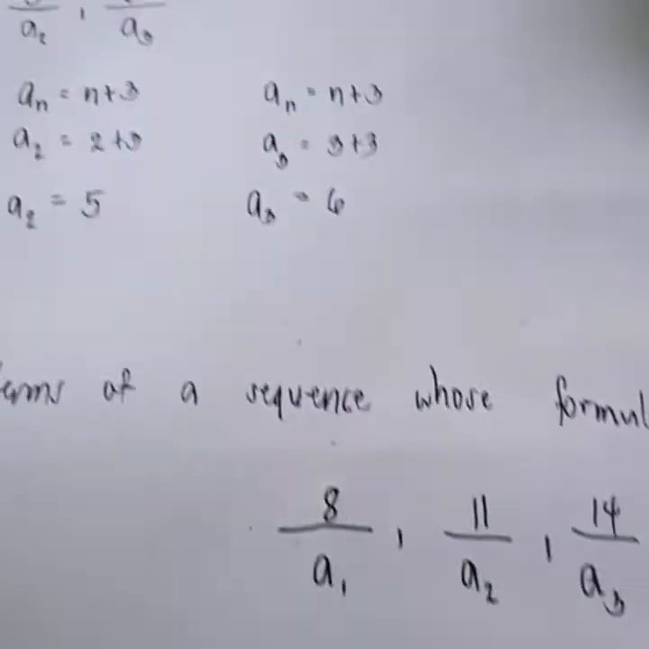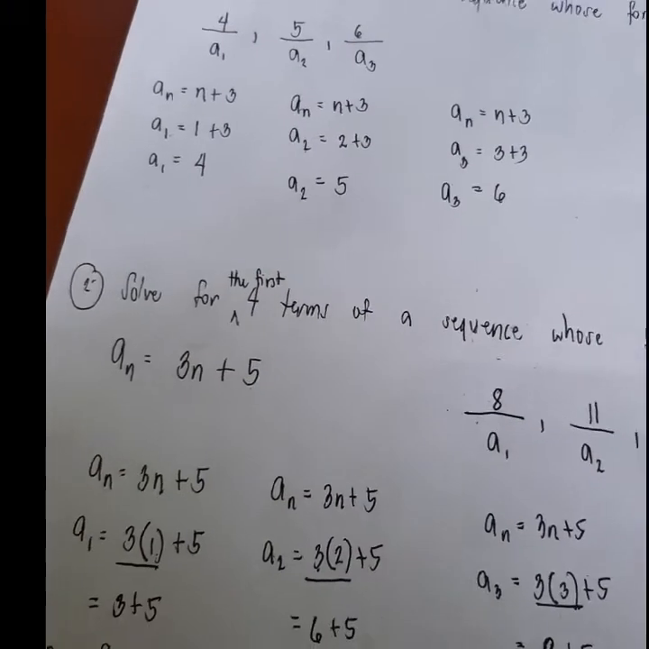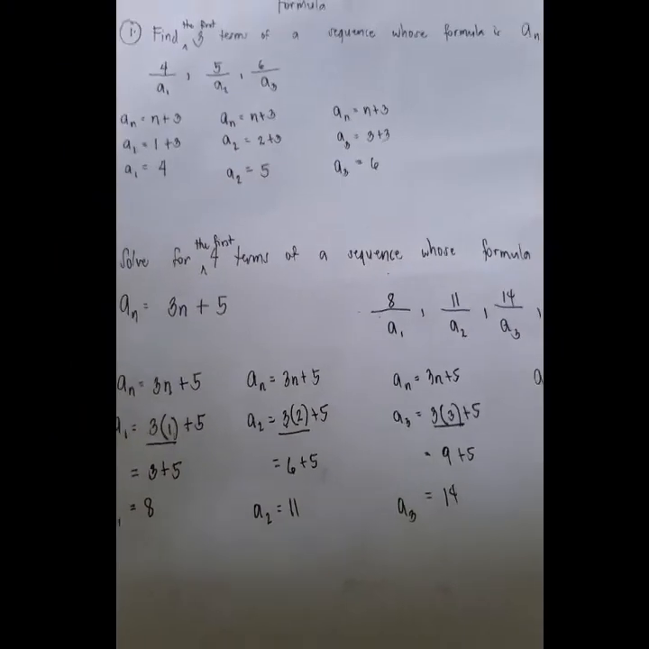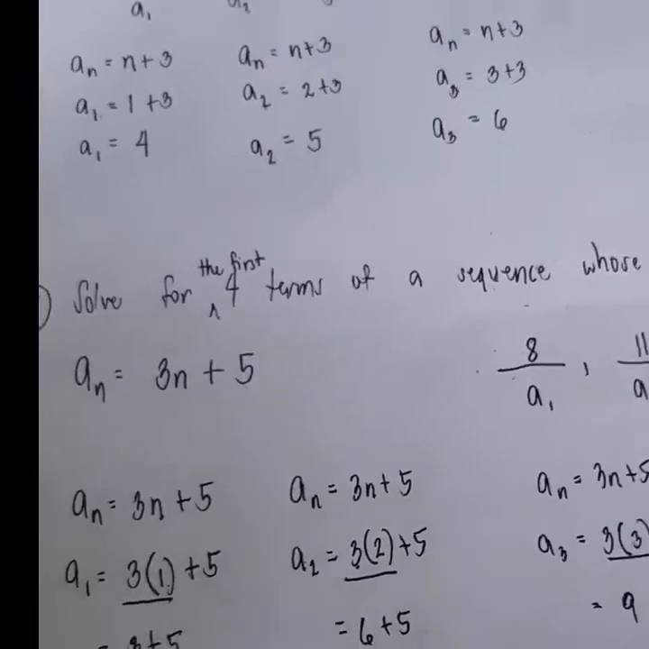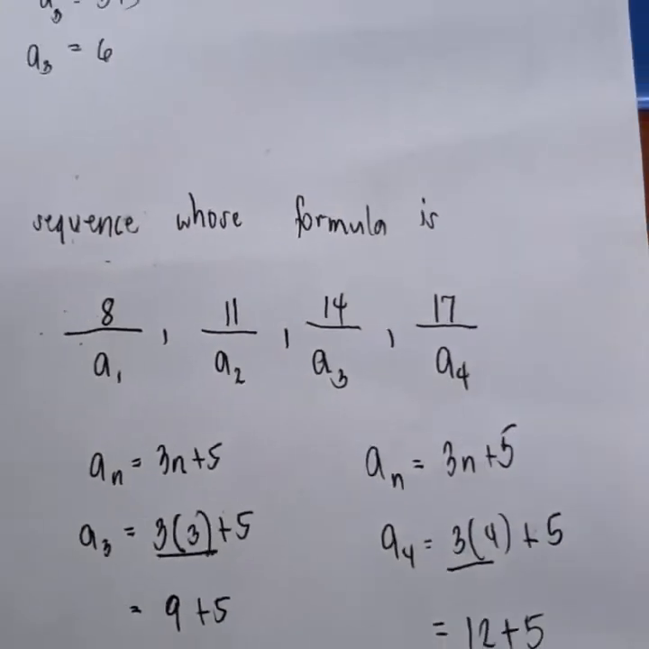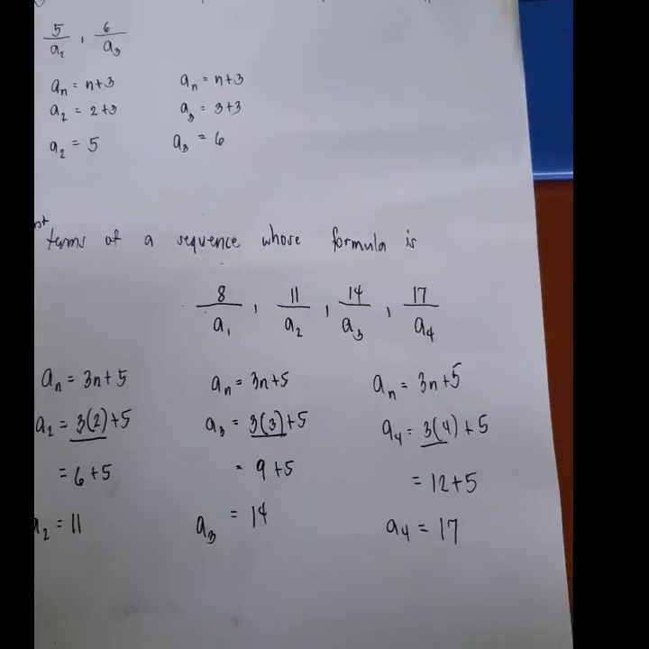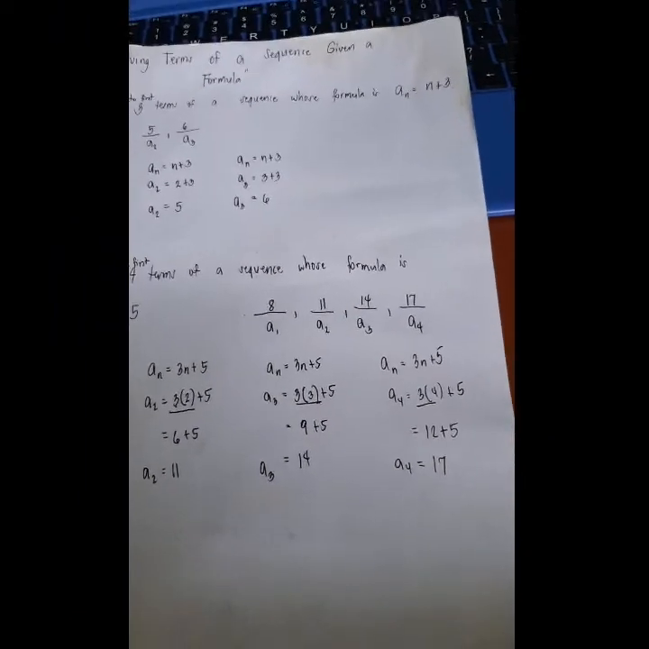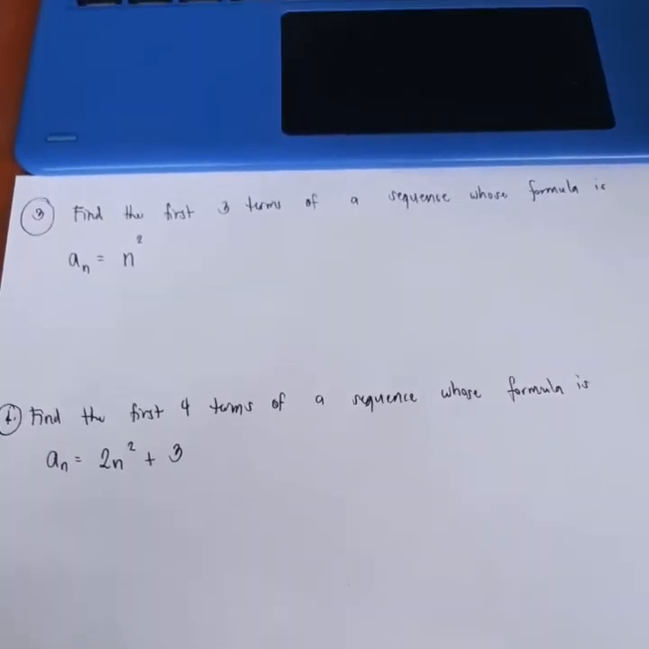So therefore, for our number 2 example, in which we're going to solve for the first 4 terms of a sequence whose formula is a sub n is equal to 3n plus 5, the correct answer must be 8, 11, 14, and 17. Let's have more examples.